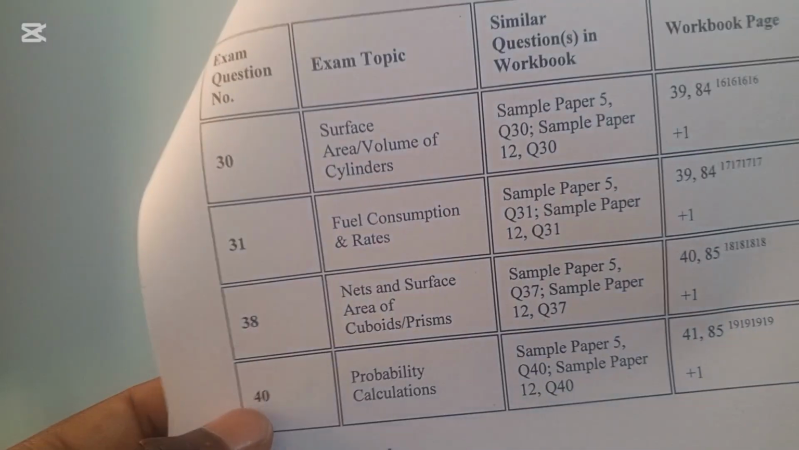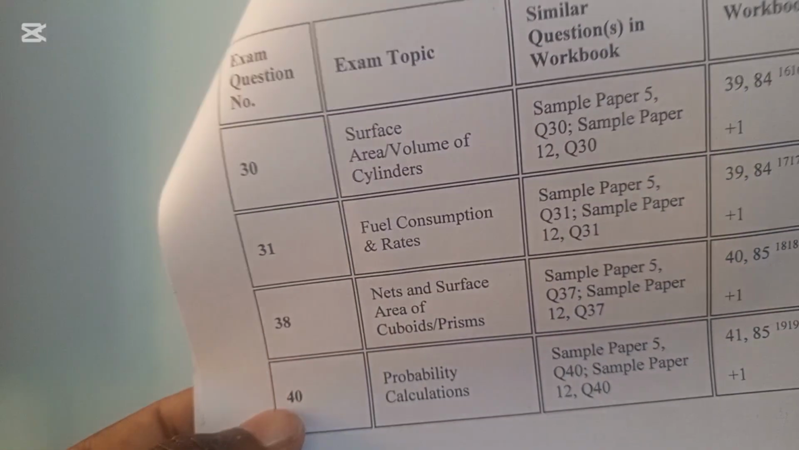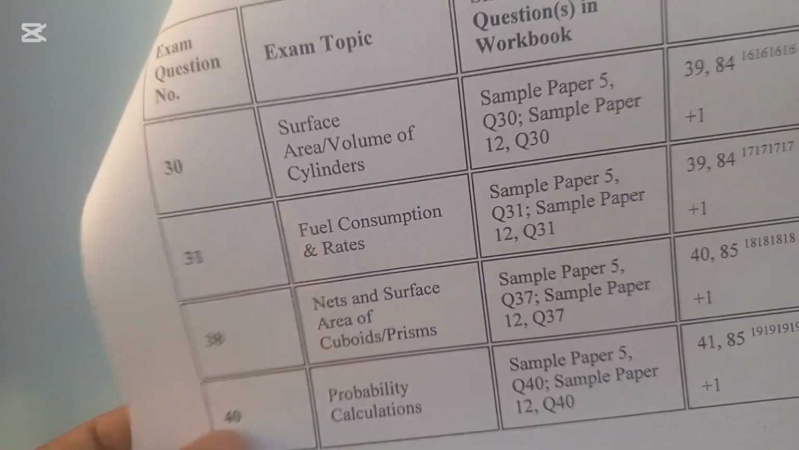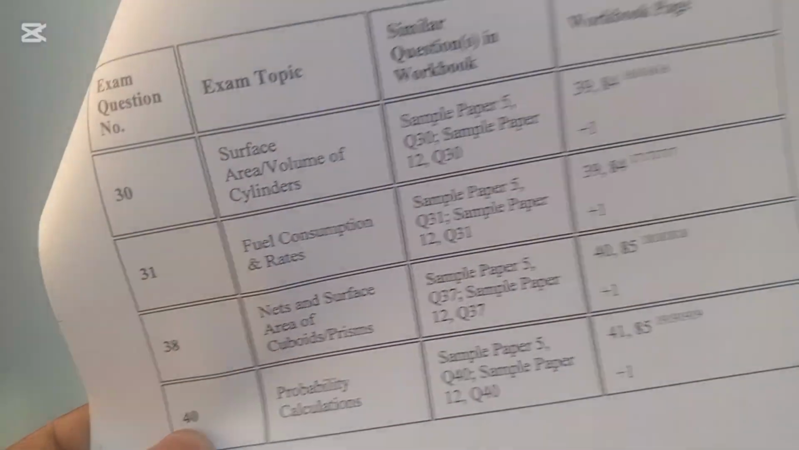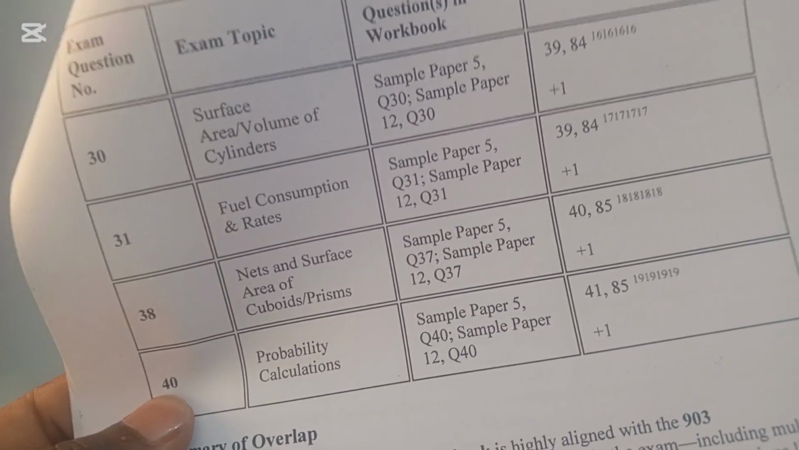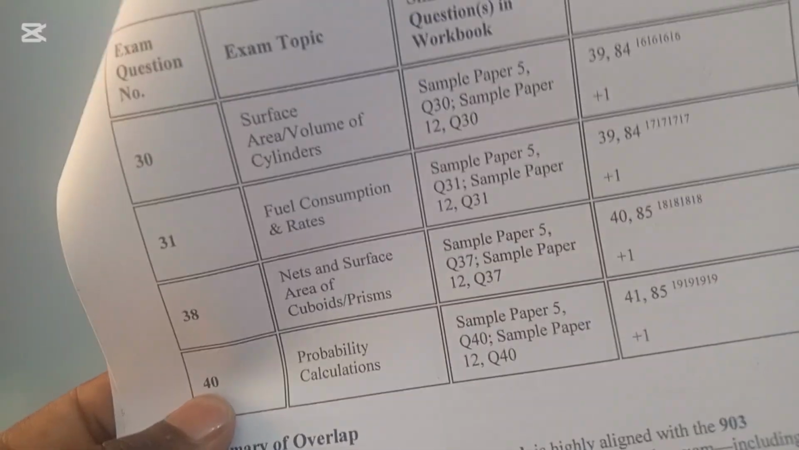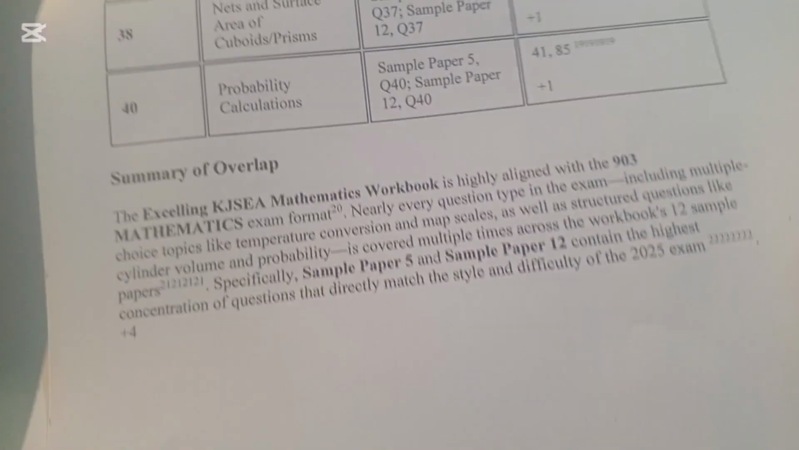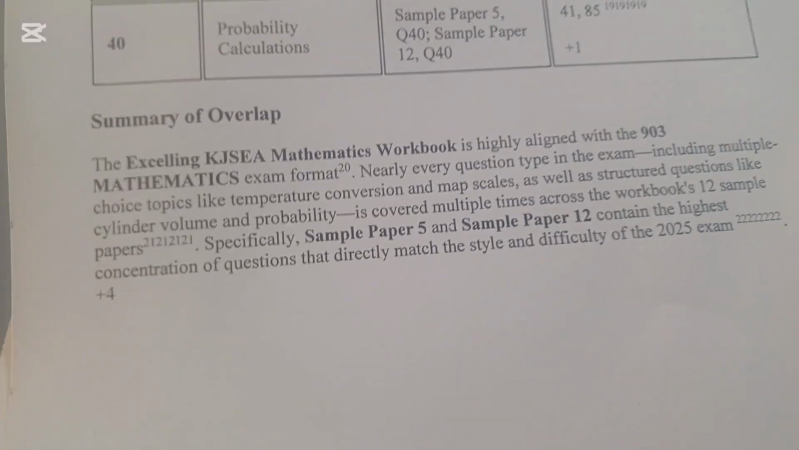Yes, so this is all it says. Probability questions, calculations, page 40, or question 40, sorry. It gives several examples in my book, pages 41 and 85, and I can tell you for sure there are even more similar questions there. Now, what is the overall summary that this AI gives?